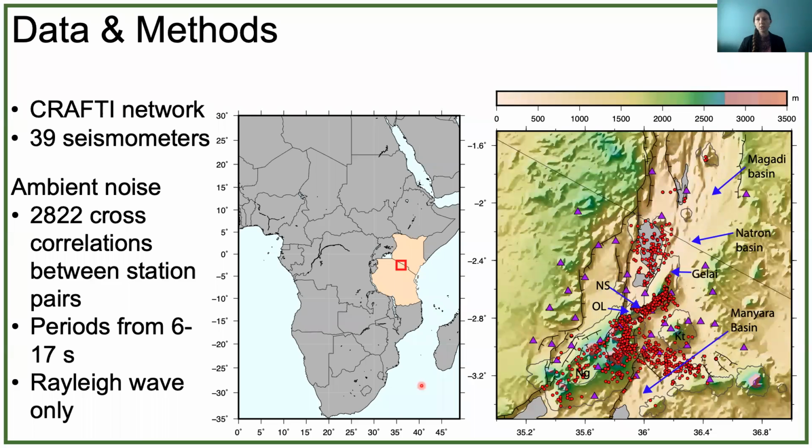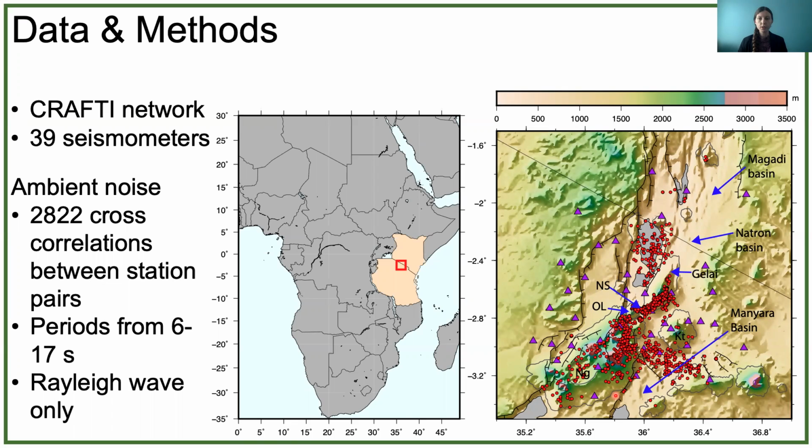So for this study, we use the CRAFTY network, as shown by the purple triangles, where each is an individual seismometer, and this is located in Kenya and Tanzania. It was deployed from early 2013 to late 2014 and comprised 39 three-component broadband seismometers. Due to timing issues, data from February to November 2013 was removed.